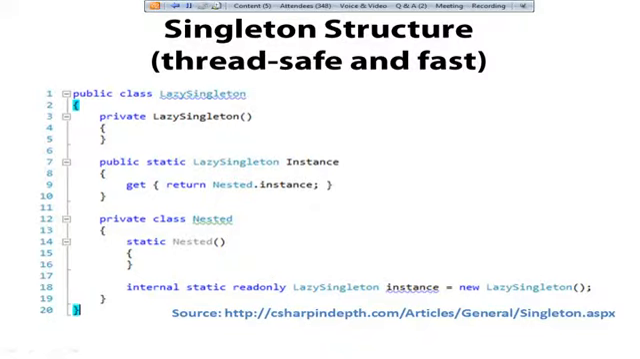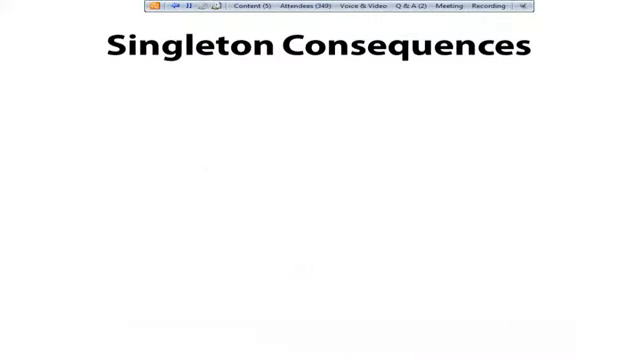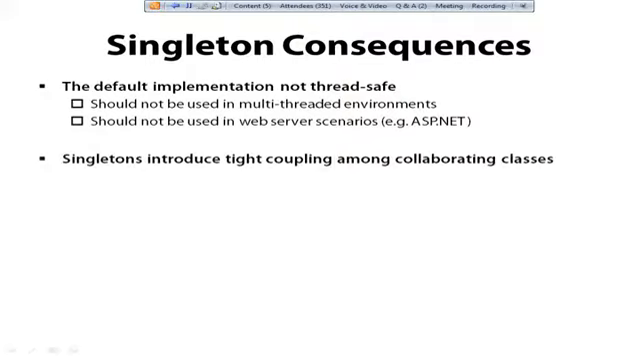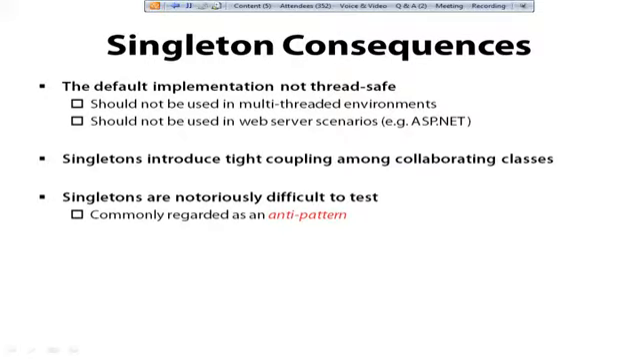So some of the consequences of using singleton are that it violates the single responsibility principle, and also the default implementation is not thread safe. So in a web environment like ASP.NET, you don't want to be using the default implementation, the sort of naive implementation. You end up with some tight coupling when you use this between collaborating classes, because you're referring directly to an instance type. You're not using any sort of abstraction.